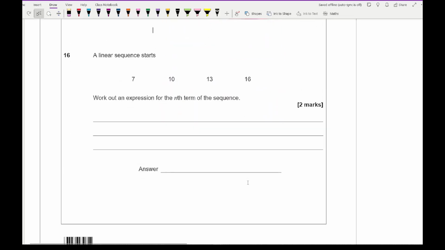Question 16, it says the linear sequence starts 7, 10, 13, 16. Write down the expression for the nth term of this sequence. So here, looking at the difference, I need to add 3. So that means I'm going to have 3n in the formula. And then what do you have to do to get from 3 to 7? Well, I need to add 4. So then the nth term is going to be 3n plus 4.